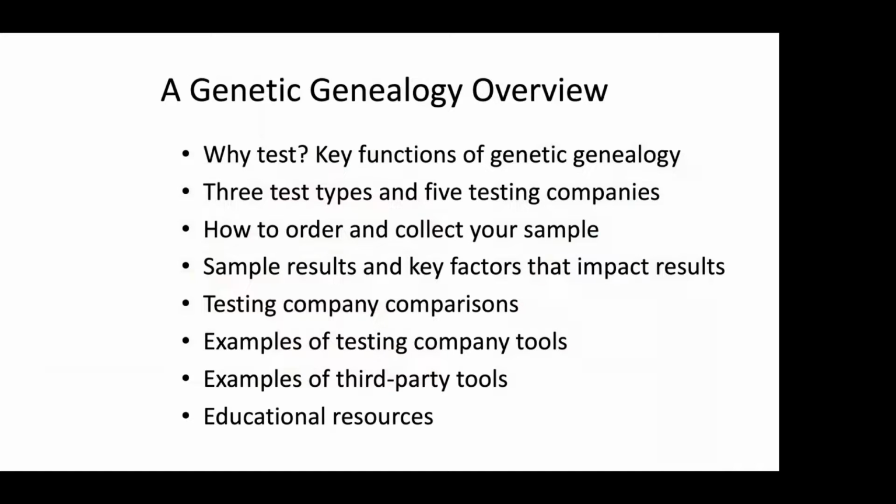Here's what we're going to cover. I'll start with the key things you can accomplish with genetic genealogy. I'll introduce you to the key functions of genetic genealogy, 3 test types and 5 testing companies, explain how to order and collect your sample, show you some sample results, and go over the key factors that will impact your results. And then I will do some testing company comparisons, give you some examples of my favorite testing company tools, examples of some third-party tools, and then leave you with some educational resources where you can learn more on your own.